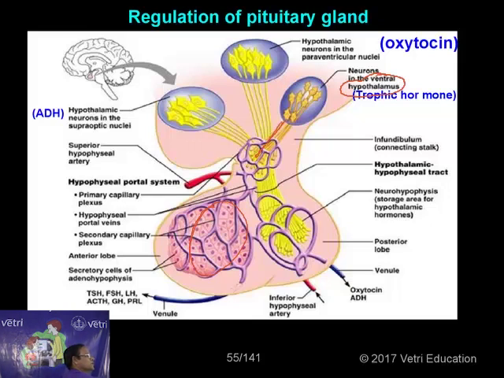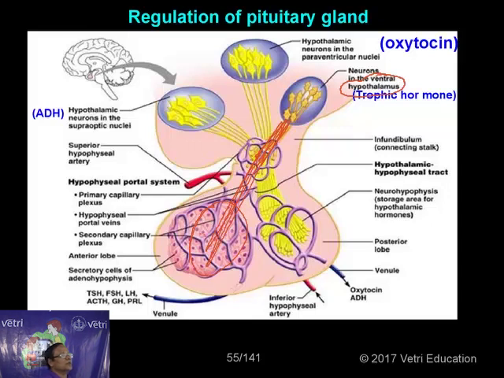Now these axons normally end in the blood capillaries. This is the blood capillary connection between the hypothalamus and the anterior pituitary gland. And this is called the hypothalamo-hypophyseal portal system. So the releasing factors and inhibiting factors for every hormone are transported through the hypothalamo-hypophyseal portal system.